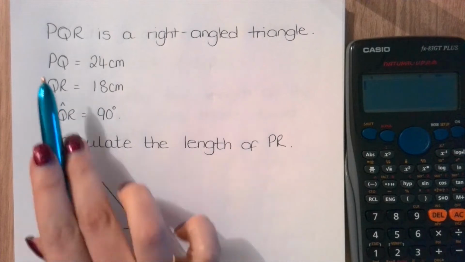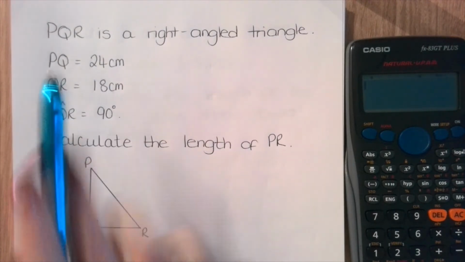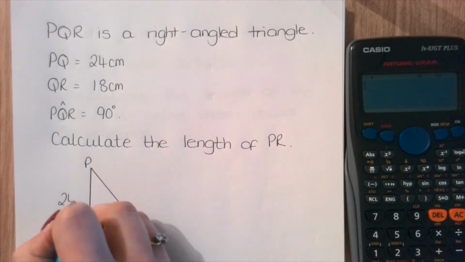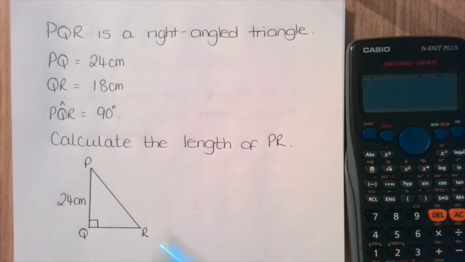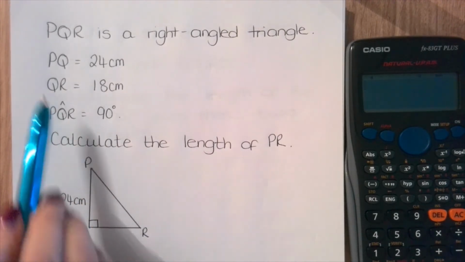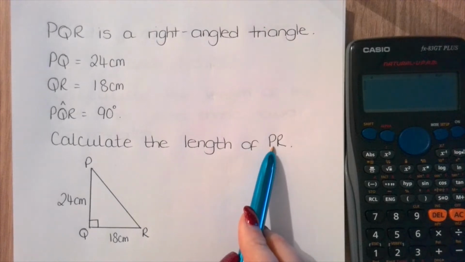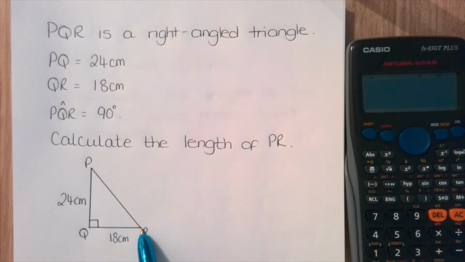I can now label on. PQ is 24. So PQ must be this length. So this is 24 centimeters. And QR, I'm told this length here, QR is 18 centimeters. Calculate the length of PR. That must be that length there.